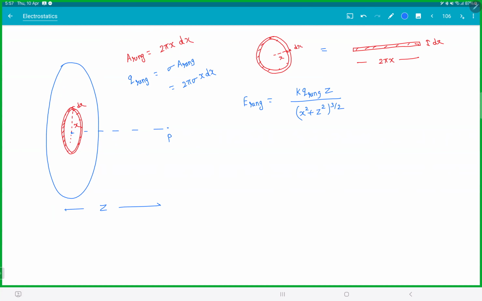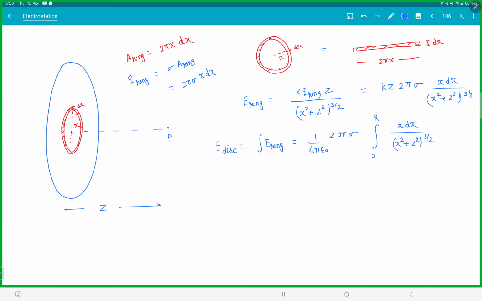This is the field due to this one ring, which is K, Z, Q of the ring is 2 pi sigma x dx by x square plus z square 3 by 2. Remember, z is constant here. So E of the disk will be: integrate all these rings. If you got till here, the physics part is taken care of. K is 1 by 4 pi epsilon. That will be z 2 pi sigma integral. Limits will go from 0 to r. X dx by x square plus z square whole power 3 by 2.